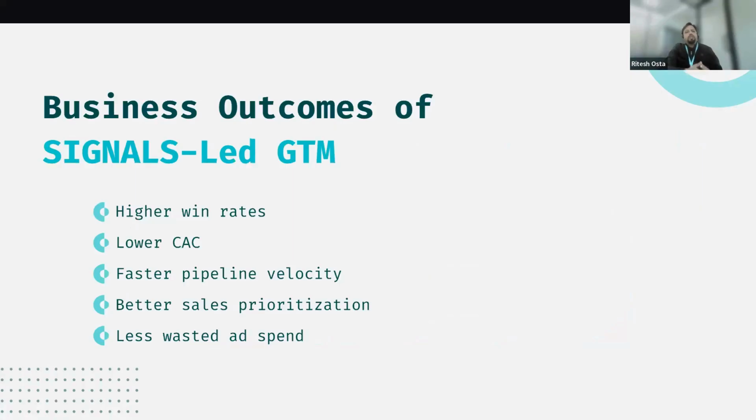The business outcome of signal-led GTM is higher win rates, lower CAC, faster pipeline velocity, better sales prioritization. Very important. Better sales prioritization. Salespeople will know what accounts and what deals are more priority as compared to other ones. And less wasted ad spend, right? The ad is like a sniper rifle, used with a high intent, with a high purpose.